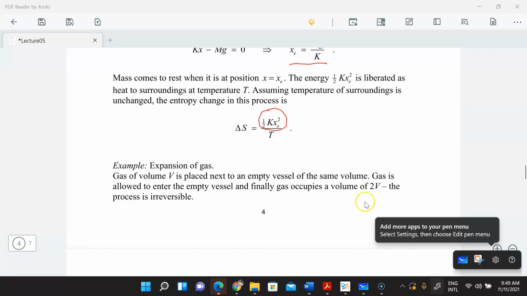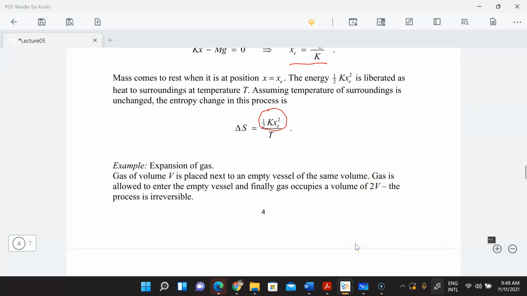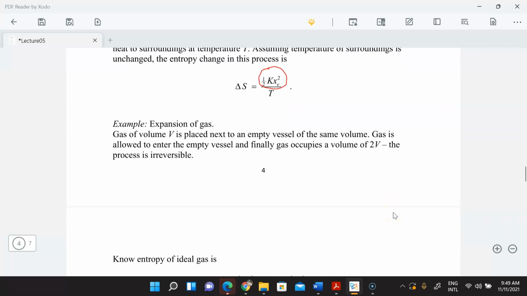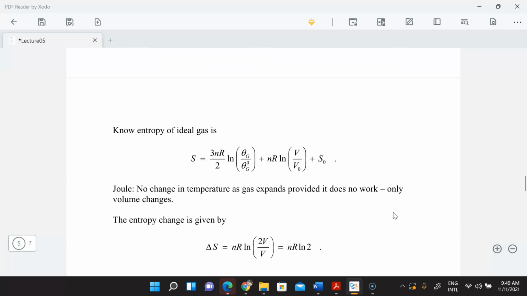So the final volume would be 2V instead of the original V, and you know that this process is irreversible. So how do you calculate the entropy change? In this particular case, we assume that the gas you're looking at is an ideal gas, and you already have a formula for your entropy there. So which is that.